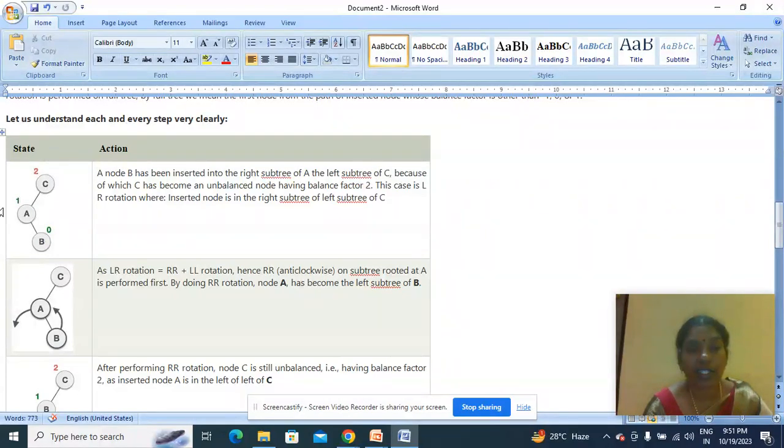That's why it is called a double rotation case. The node will be moved to the first position, then to the second at the C position. Two node movements will happen here. That's why it is a double rotation.